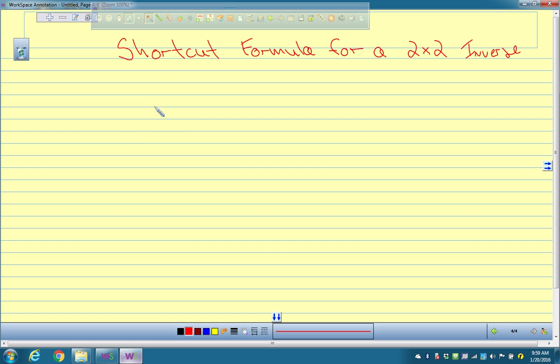If you have A equals the matrix A, B, C, D, then A inverse is equal to, and I'm not going to give you this formula on a quiz, so if you want to memorize it, you memorize it, 1 over AD minus BC times the matrix D, negative B, negative C, A.